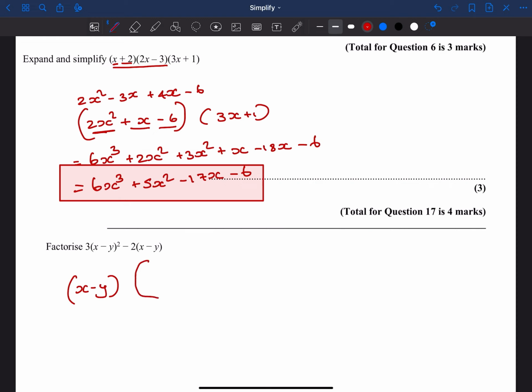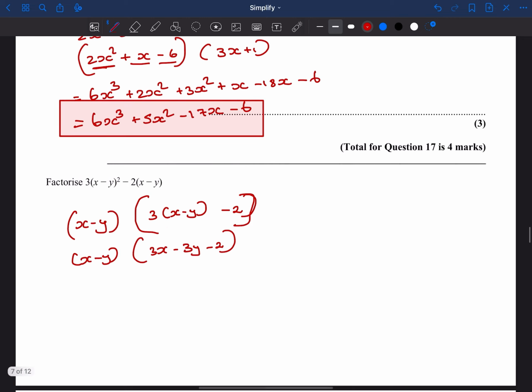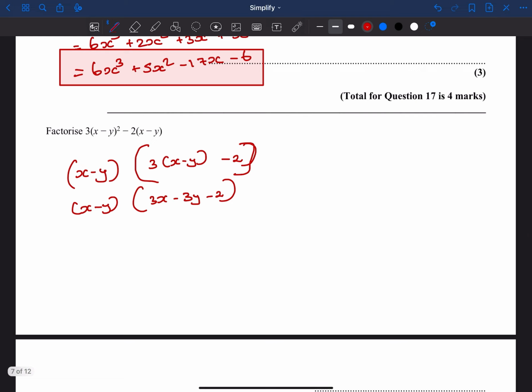Put a big bracket. This 3 is still there because it's squared. One of the x minus y still remains. And then the other one is minus 2 bracket x minus y. So one of the x minus y is gone, so minus 2. Just put a bigger bracket. There you go. Small bracket, x minus y, bigger bracket. Let's open this, 3x minus 3y. If I open that, and then just minus 2, that's it. Yeah, that would do. Cannot simplify it more than that. Okay, good.